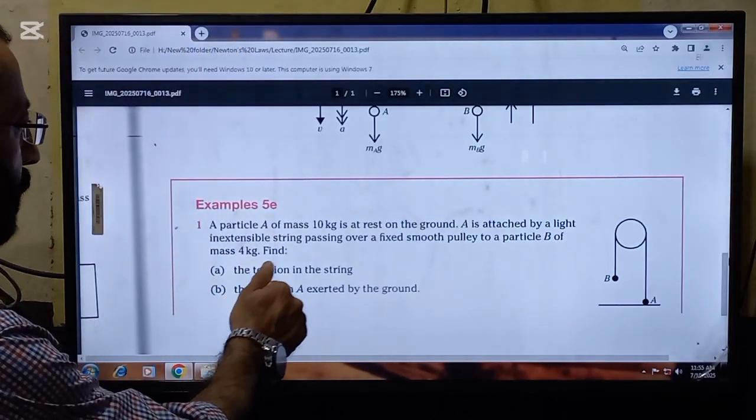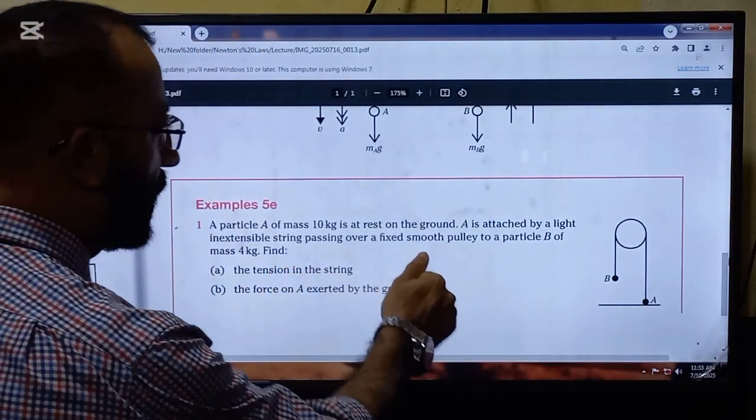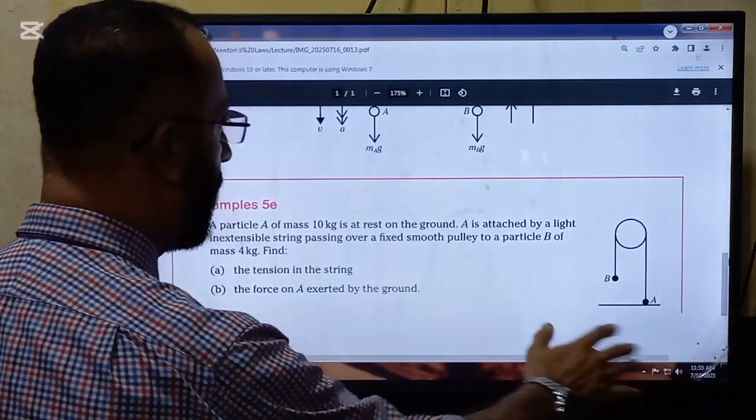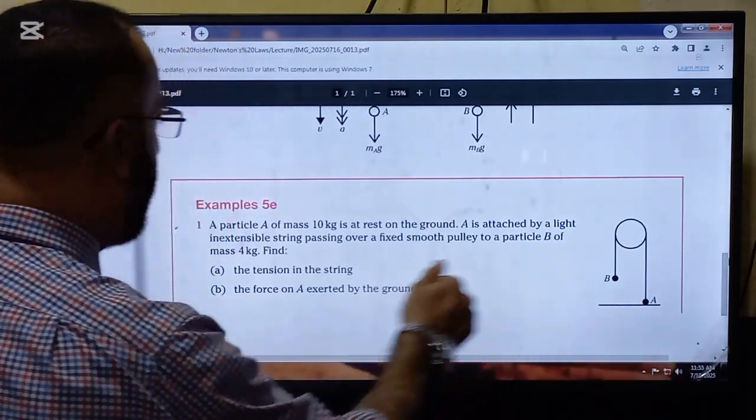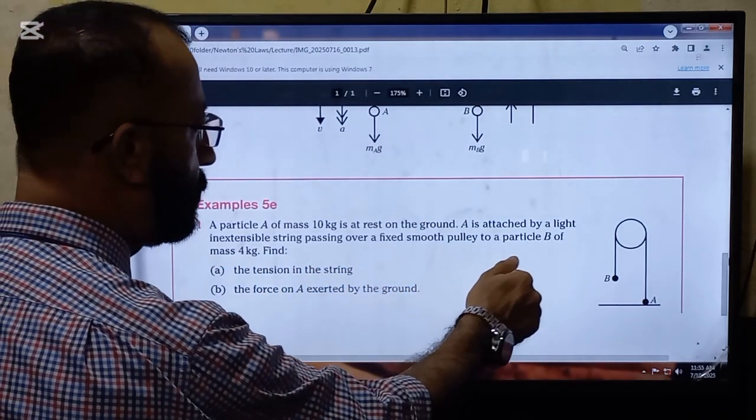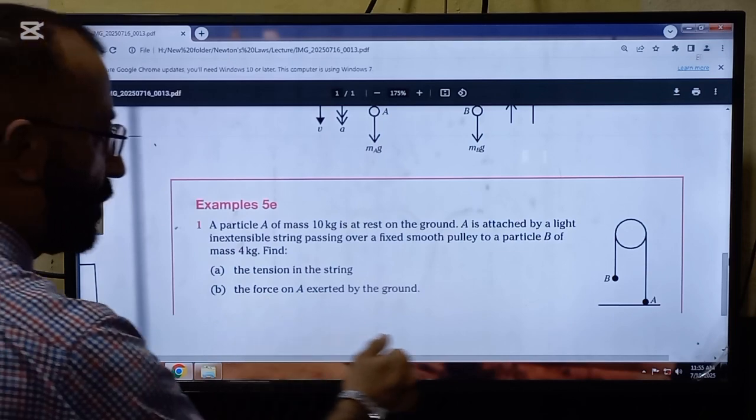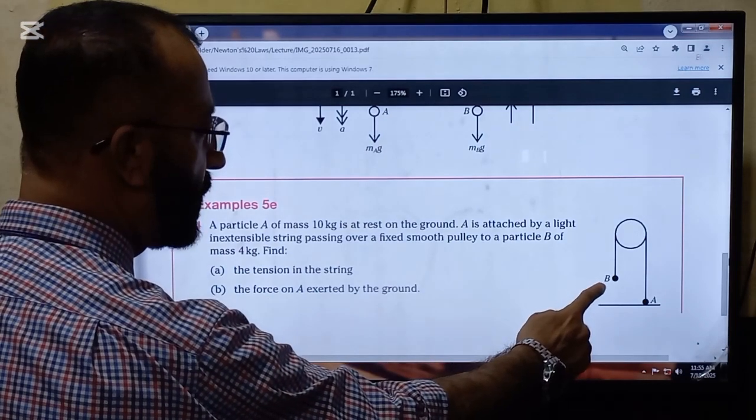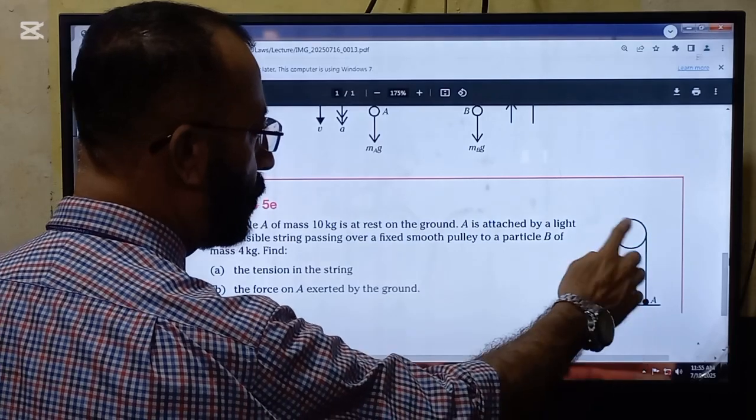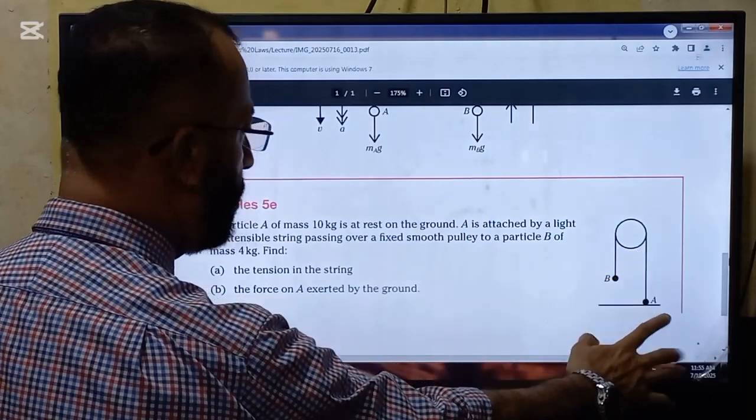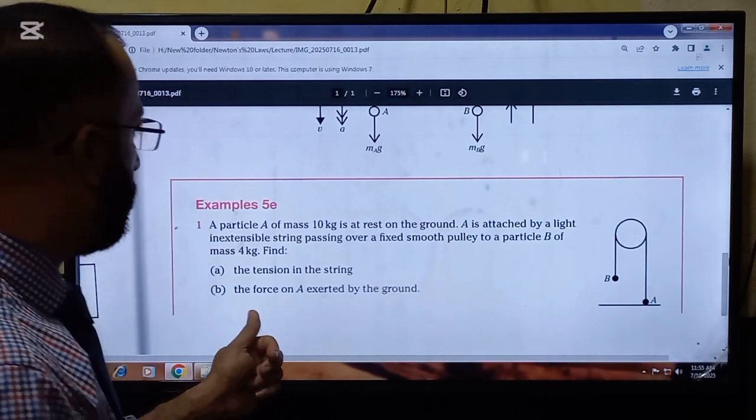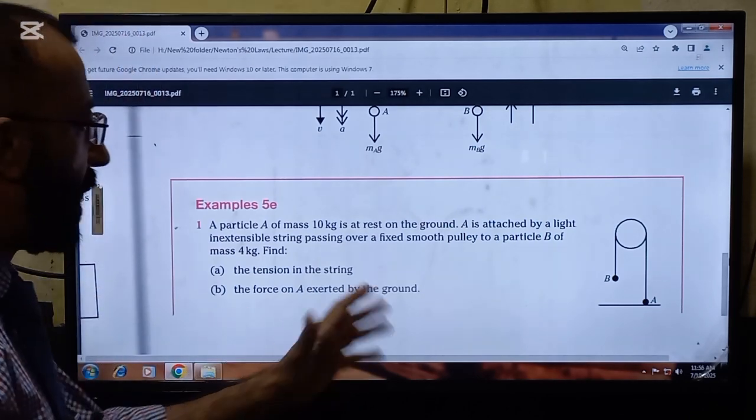A particle A of mass 10 kg is at rest on the ground. So this is the body of mass 10 kg that is resting on the ground, attached by a light inextensible string passing over a fixed smooth pulley to a particle B of mass 4 kg. So this is B, whose mass is 4 kg, connected through an inextensible string passing over a smooth pulley with the 10 kg mass. Okay, part A is the tension in this string, and part B is the force on A exerted by the ground.